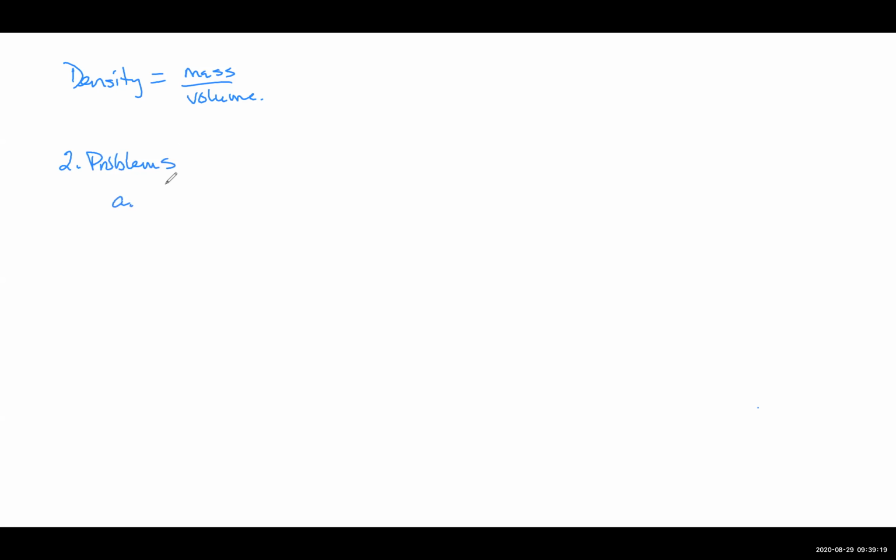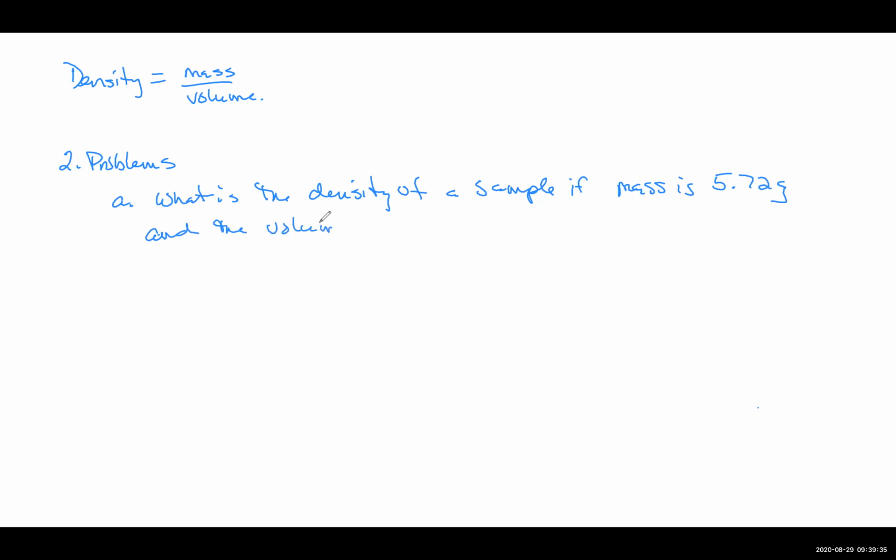And the first problem is, what is the density of a sample if the mass is 5.72 grams and the volume is 8.321 milliliters? That's an M, milliliters. So starting this question, we have our equation, density equals mass over volume.